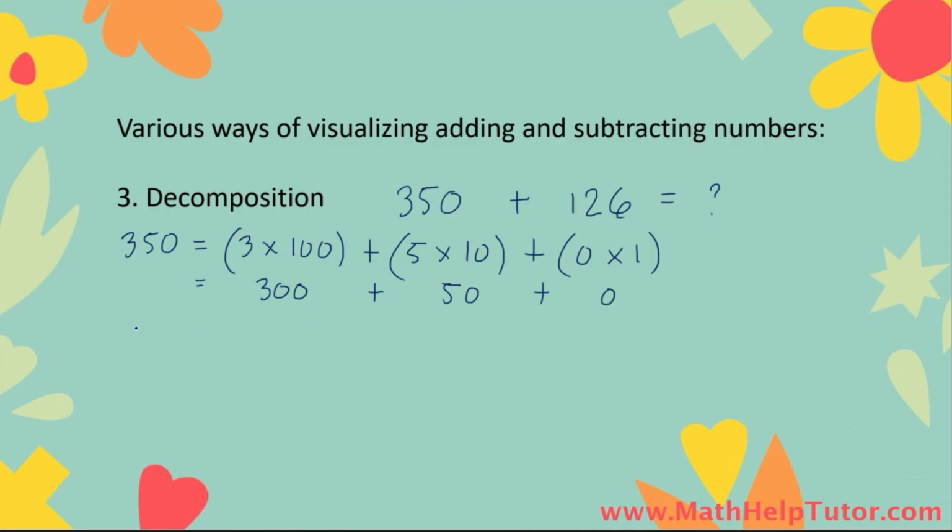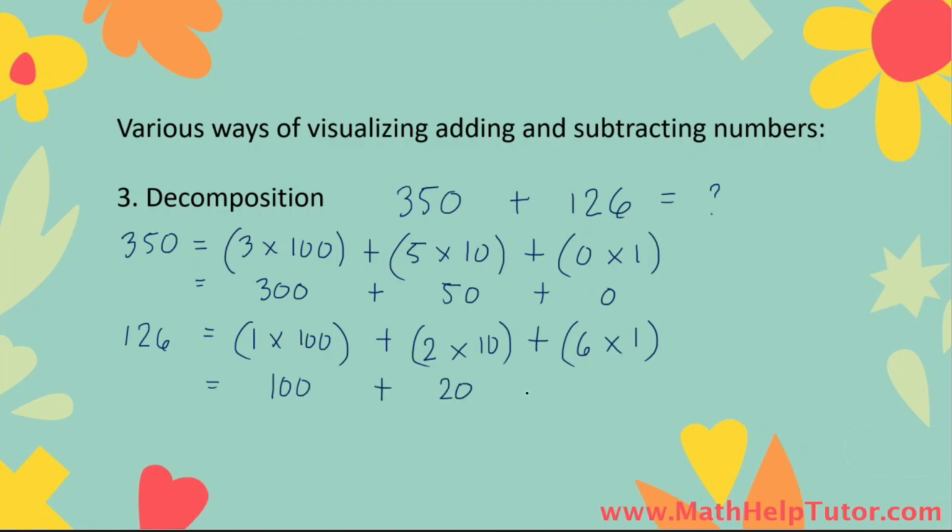Now let's do the same thing for 126. So 126 is equal to 1 100 plus 2 tens plus 6 ones, or 100 plus 20 plus 6. Next, let's arrange the values of the places in a column. So let's write it over here. So for 350, we have 300 plus 50 plus 0. And then for 126, we have 100 plus 20 plus 6.